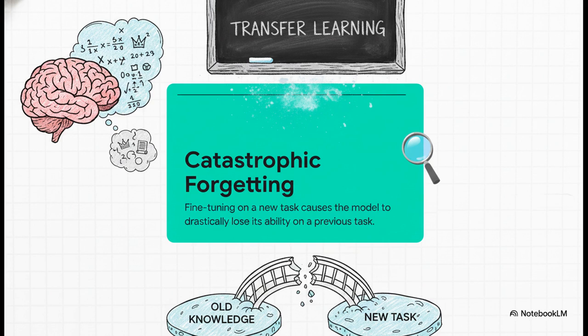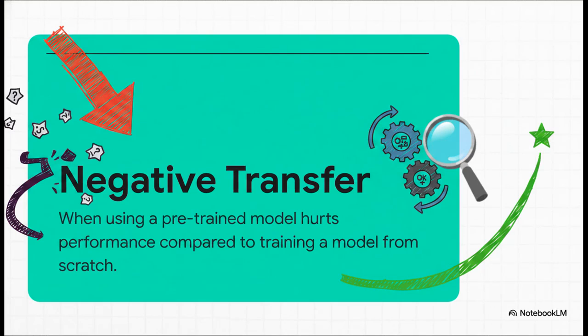This is when you fine-tune a model on your new task, and in the process, it completely overwrites and forgets all that amazing knowledge it had from its original training. It's like cramming for a history exam and then walking out and suddenly forgetting how to do basic math. The new knowledge just completely wiped out the old. And then there's the second one, negative transfer.